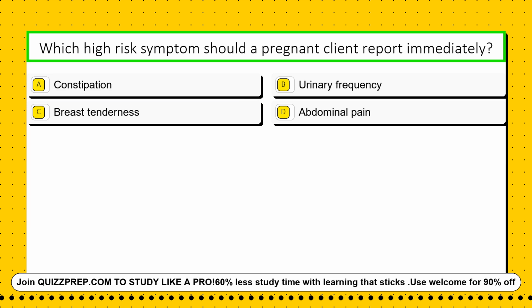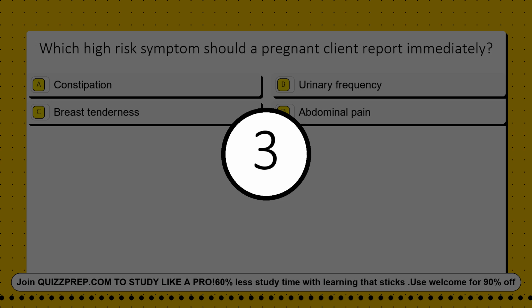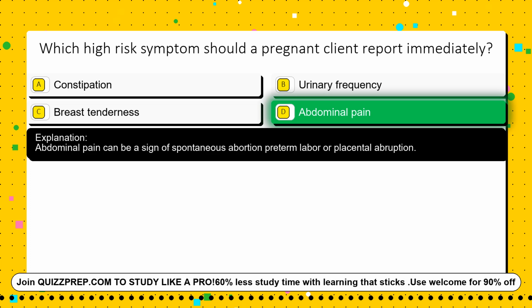Question 76. Which high-risk symptom should a pregnant client report immediately? Option A, constipation. Option B, urinary frequency. Option C, breast tenderness. Option D, abdominal pain. The correct answer is option D, abdominal pain. Abdominal pain can be a sign of spontaneous abortion, preterm labor, or placental abruption.